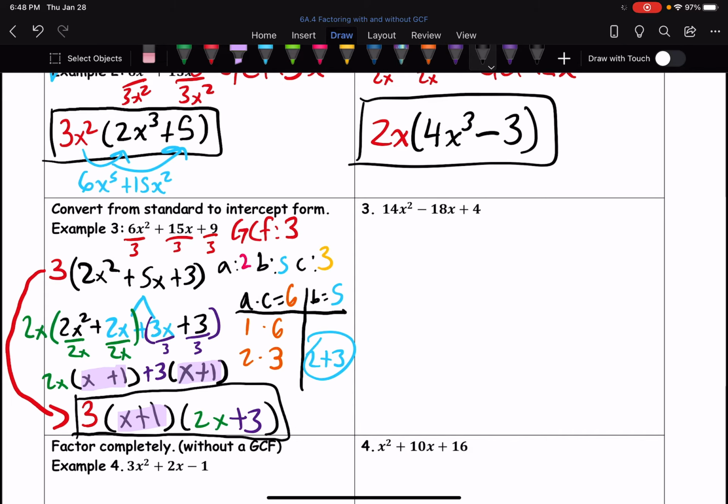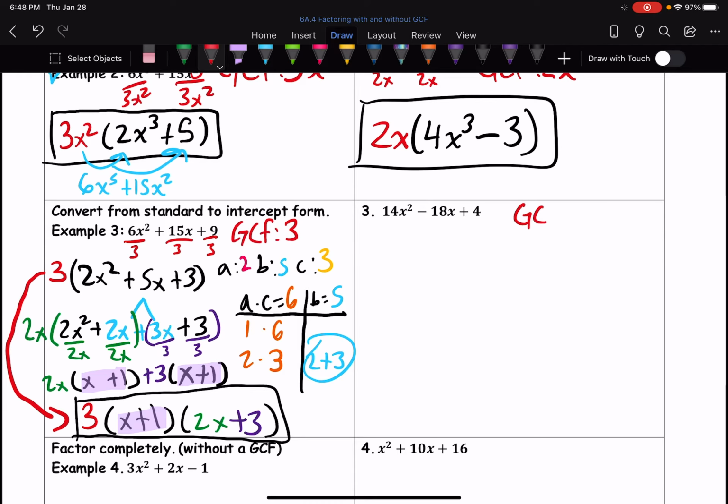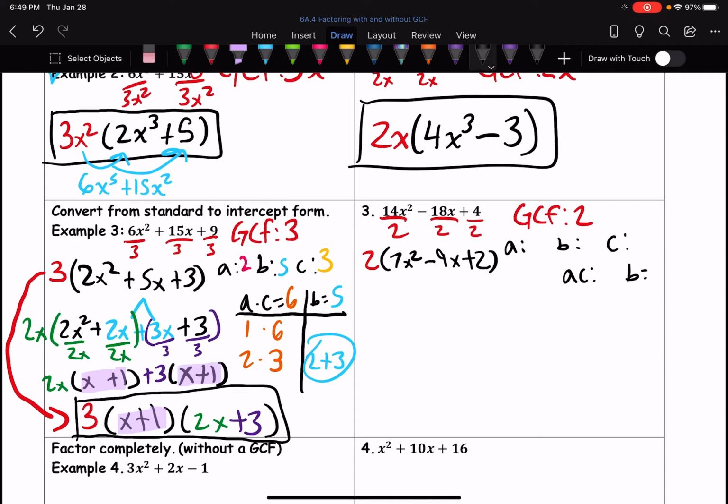Let's look at number 3. On the right-hand side, it says 14x squared minus 18x plus 4. Our GCF is 2, because 2 is the only factor that can be taken out of all 3 terms. So I have 2 multiplied by 7x squared minus 9x plus 2. Now I've got to find my A, B, and C and make my AC and B columns.